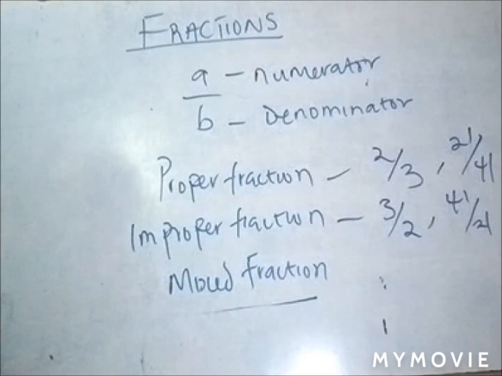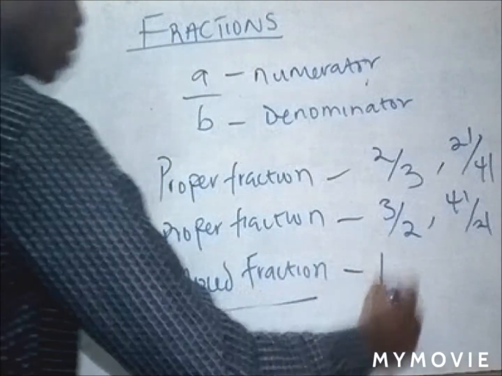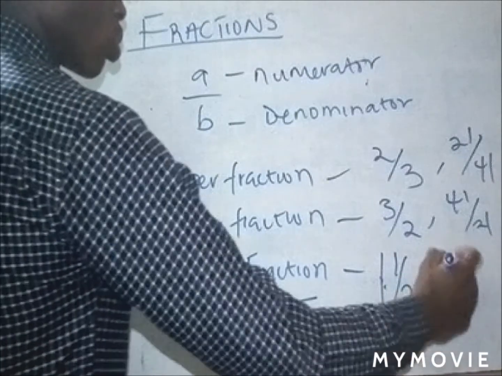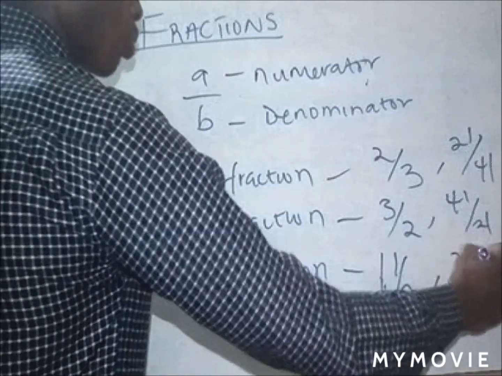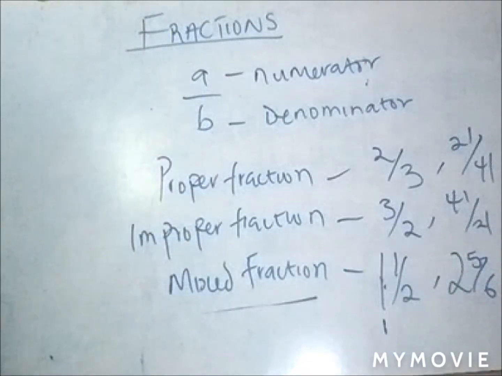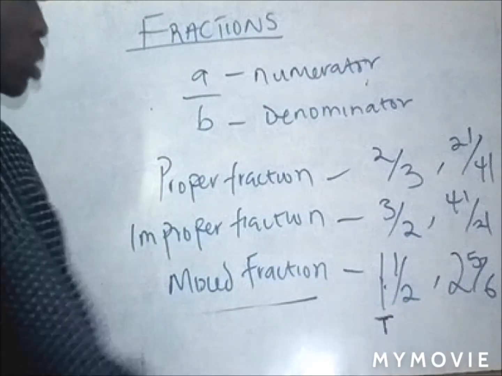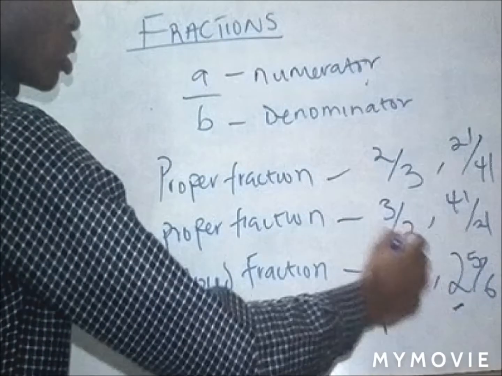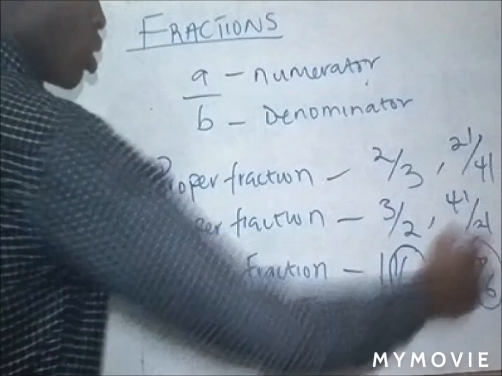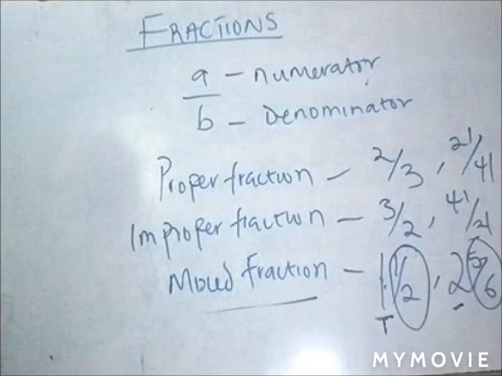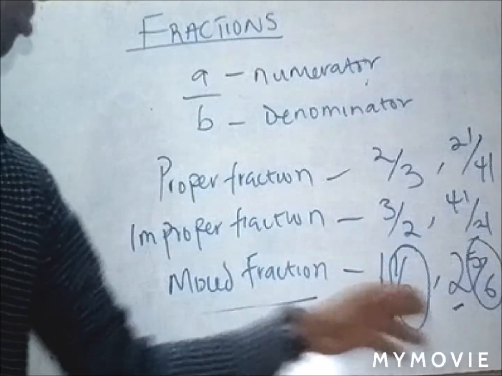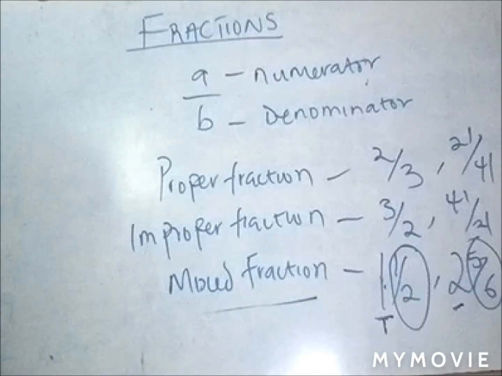Mixed fraction has a whole number combined with a proper fraction. So for example, 1 over 2, or 2 5 over 6. This is the whole number, and this here is the proper fraction. So when you have a combination of a whole number and a proper fraction, that is a mixed fraction.